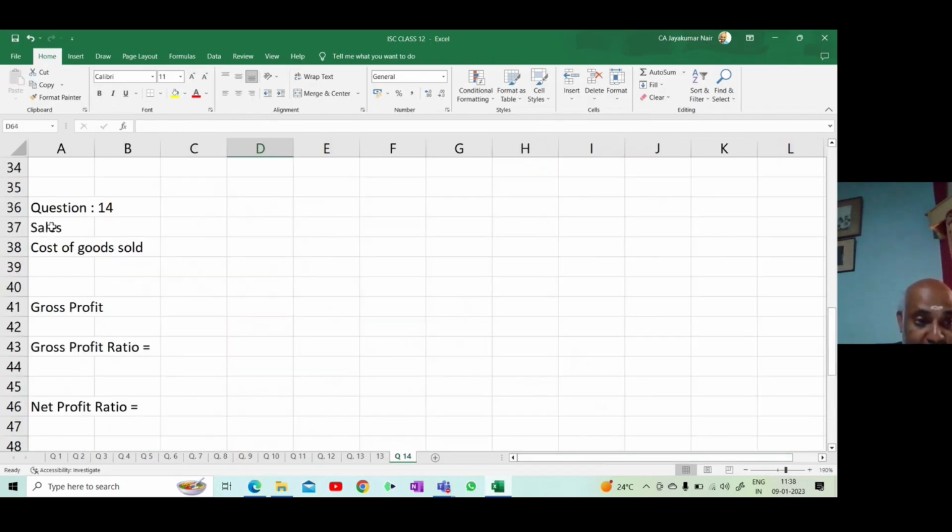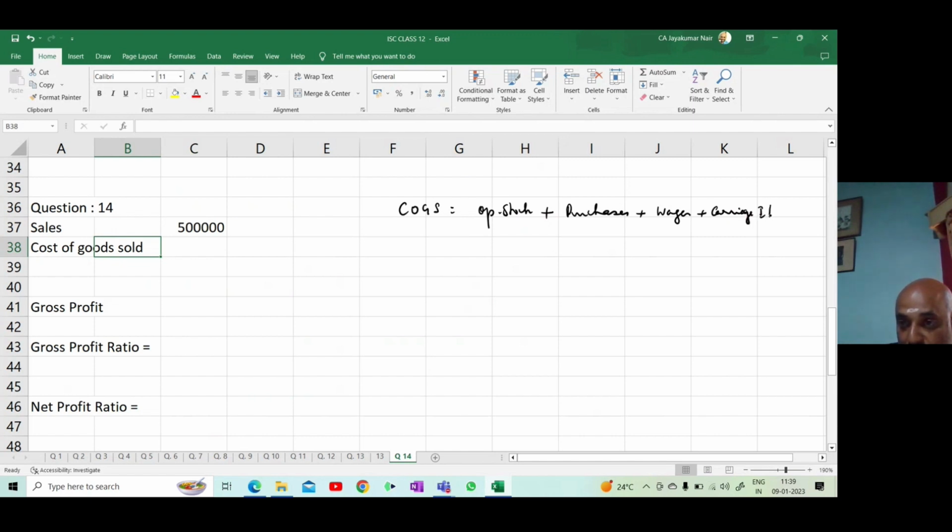So how much is sales? Sales is given to me, 5 lakhs. Cost of goods sold. How do I find cost of goods sold? Cost of goods sold will be opening stock plus purchases plus wages plus carriage inwards minus closing stock.